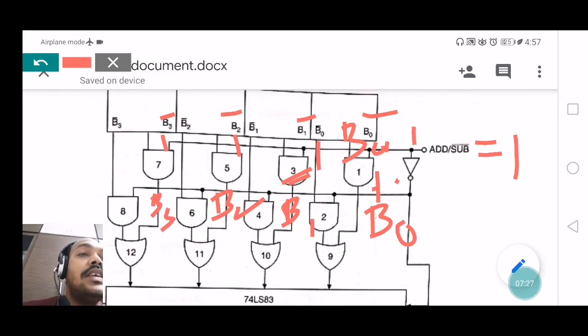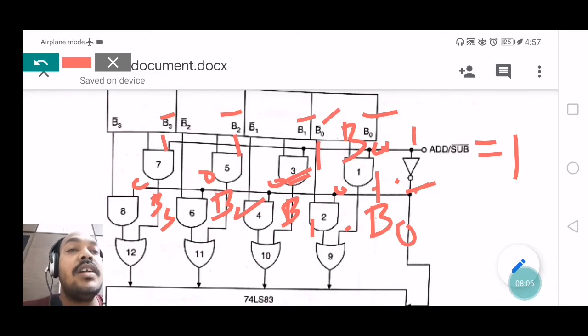Now, there is another path, applicable to the second row. In that second row, what type of gates are there? Again AND gates, named 2, 4, 6, 8. Here the control input is applied to an inverter, and the inverted output is applied to AND gates 2, 4, 6, 8. Now, taking the control input as 1, the inverted value of 1 is 0, and this 0 is applied to one of the inputs of AND gates 2, 4, 6, 8. The second inputs are connected to B0 bar, B1 bar, B2 bar, B3 bar.